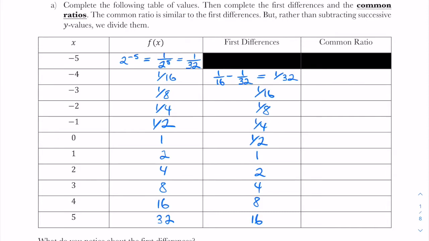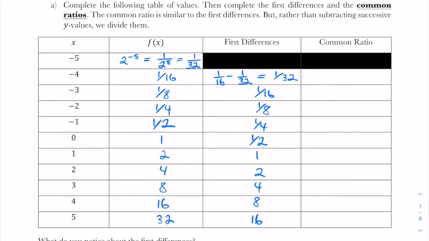I'd like you to notice something weird that happened. Notice that the first differences are basically just the y values repeating again. Take a look. Our first difference is 1 over 32, and we work our way up: 1 over 16, 1 over 8, 1 over 4. Essentially, the first differences are equivalent to multiplying each of the previous ones by 2, which is exactly the same thing that happens with the y values. This is the only function you've seen so far that exhibits this property.